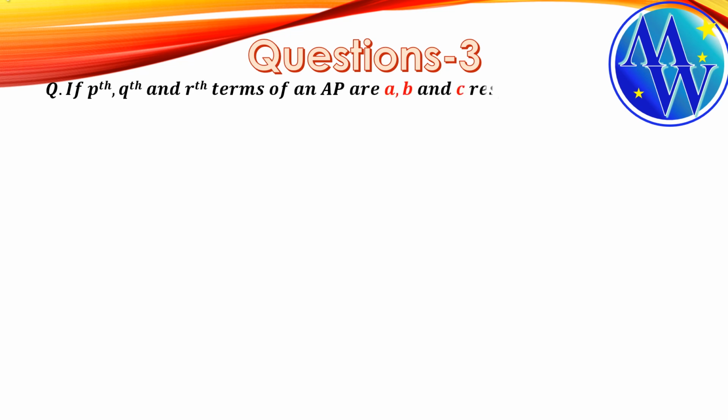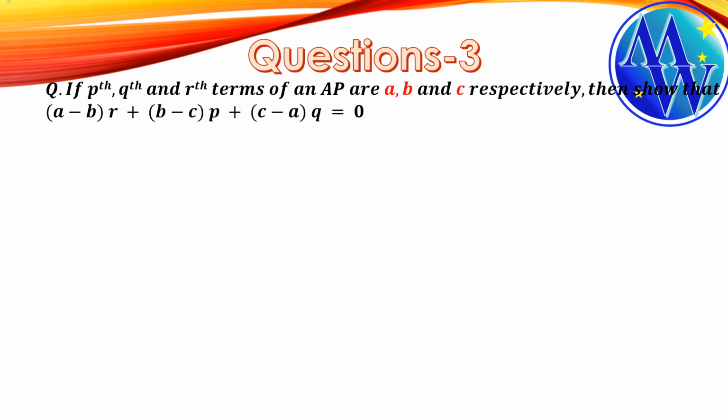Question number 3. If the pth, qth and rth terms of an AP are a, b and c respectively, then show that (a minus b) into r plus (b minus c) into p plus (c minus a) into q equals 0. Here the pth, qth and rth terms are a, b and c.